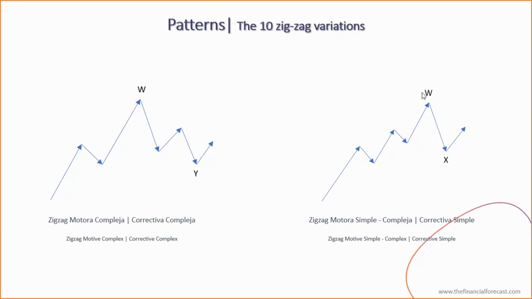Yes, within this wave W is what I call a simple complex motive wave, but then the corrective wave is simple. Yeah, it's very, very important to describe this. High complexity is a very simple wave X, and this is very similar to the five-wave pattern that Elliott described in the 1930s. And this pattern works really well.